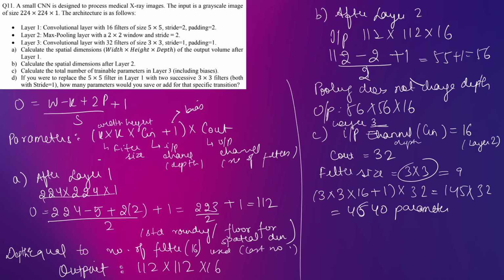Now in C part, you have the input channel depth of layer 2, right? You have to check after layer 3, right? So layer 2 is the last depth that you'll go through. You'll have your last depth, your filter size. You put it into the parameter, you will get 4,640 parameters. Let's do the last part on the next slide.